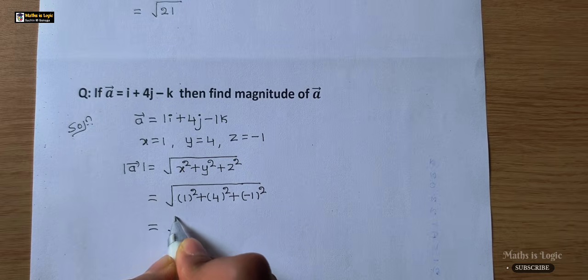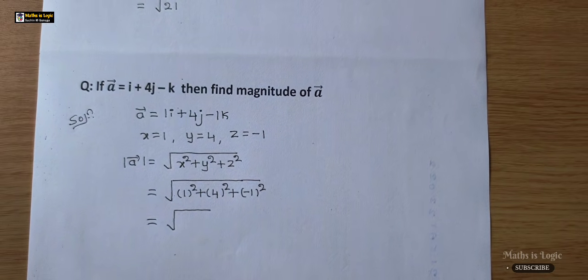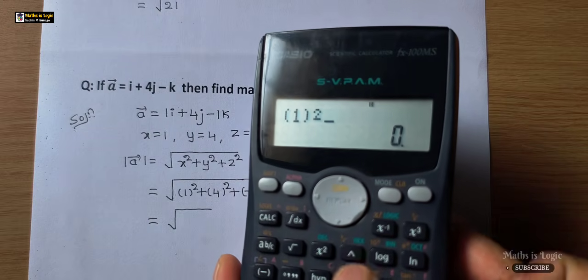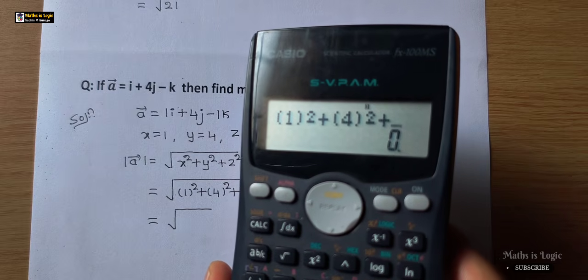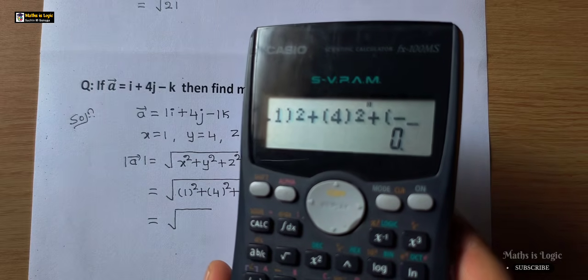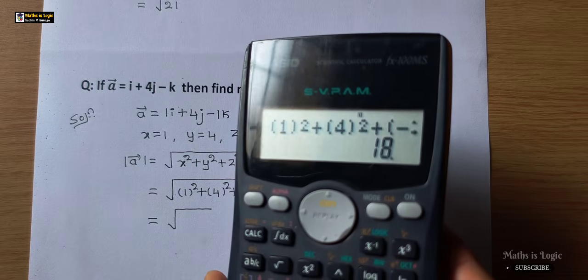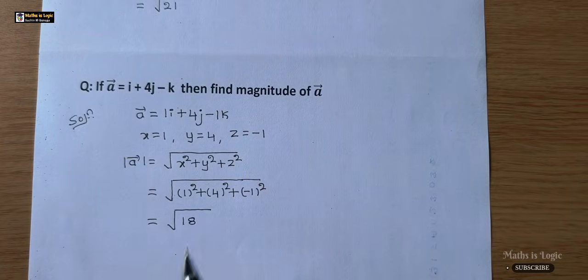So it is equal to, again square root, keep it as it is, use the calculator. First 1 square plus 4 square plus (-1) square, in bracket, which is equal to 18. So the final answer is root 18.